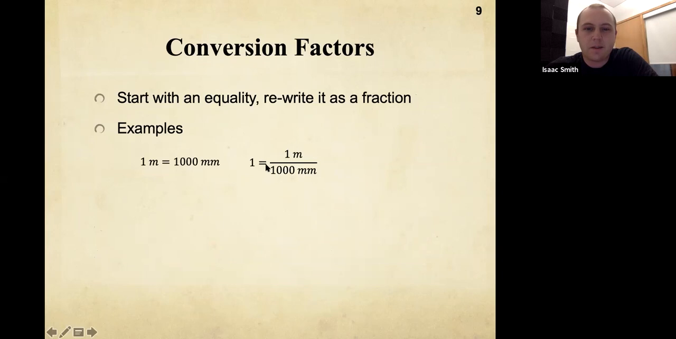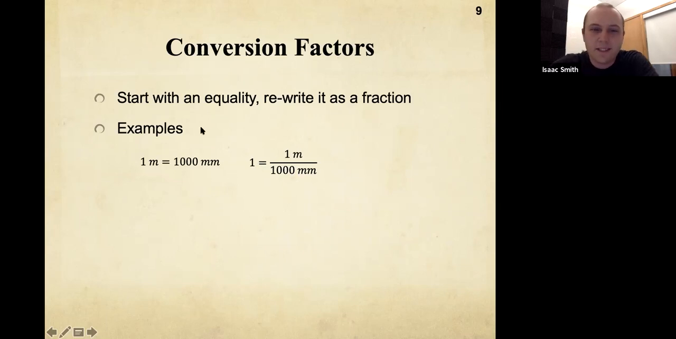If you can't see this right now, you could use some algebra and figure it out. But anyway, the easiest way to think about it is just anything over itself is equal to 1, right? And so 1 meter is equal to 1,000 millimeters. You could rewrite as 1 meter over 1,000 millimeters, right? Because these two are equal, then 1 meter over 1,000 millimeters is equal to 1.